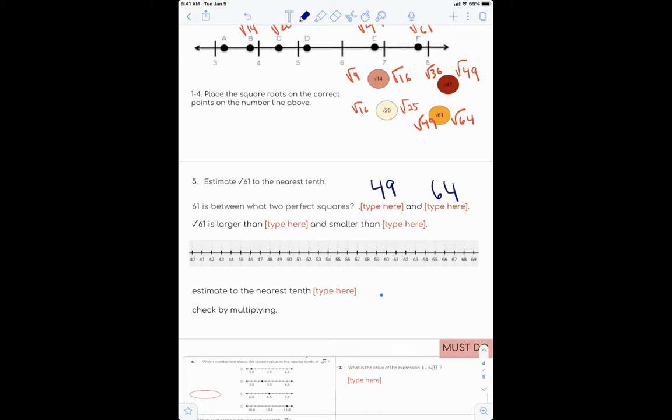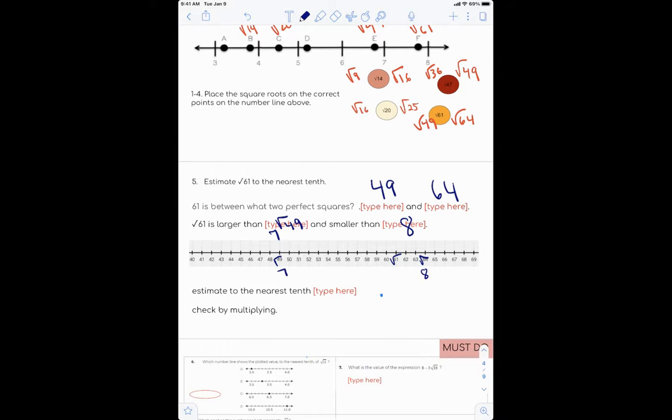I also know that the square root of 61 is going to be larger than the square root of 49, which happens to be 7, and it's going to be smaller than the square root of 64, which happens to be 8. So if I look at this number line, the square root of 49 is right here, it's 7. The square root of 64 is right here, and it's 8. And I can physically see the square root of 61 is right here.